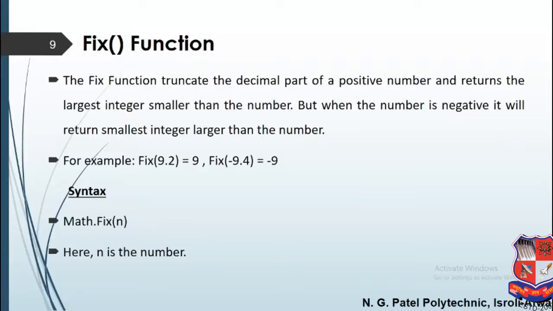Next is the Fix function. What is the Fix function? The Fix function truncates the decimal part of a positive number and returns the largest integer smaller than the number, but when the number is negative, it returns the smallest integer larger than the number. For example, Fix(9.2) equals 9 and Fix(-9.4) equals -9.